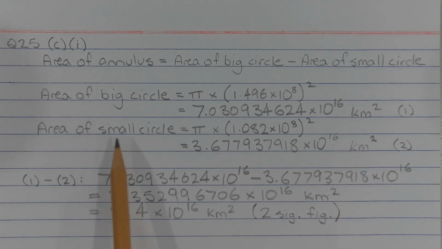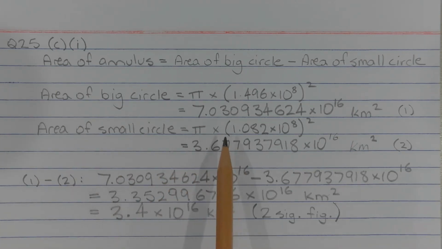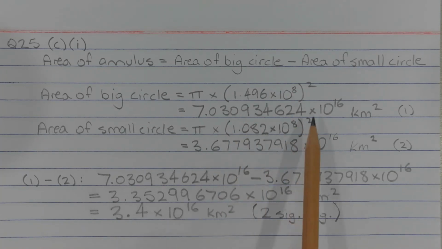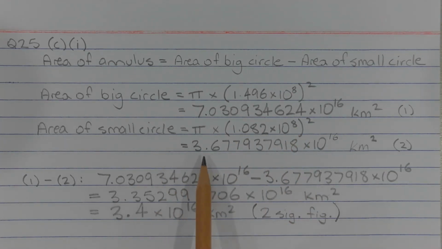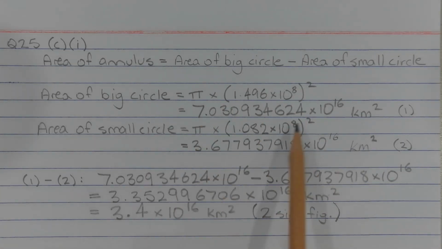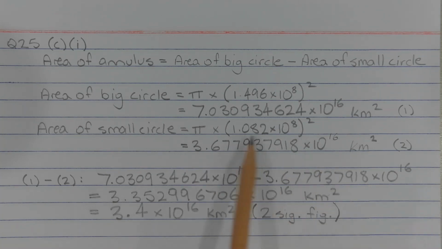Now the area of the small circle, that's the area of the orbit of Venus, is equal to pi times (1.082 times 10 to the power of 8) squared, and that equals 3.677937918 times 10 to the power of 16 square kilometers. So to find the area of the annulus, we take this value here and subtract from that this value here.